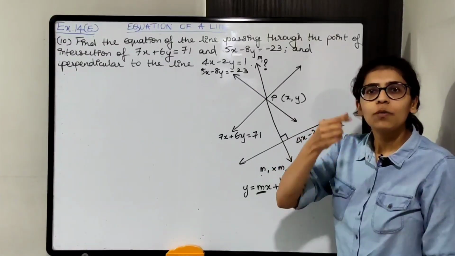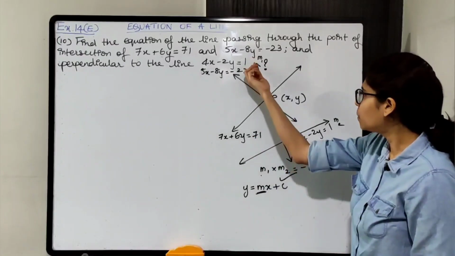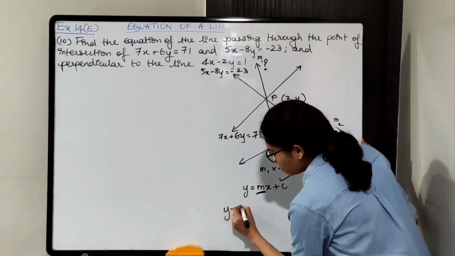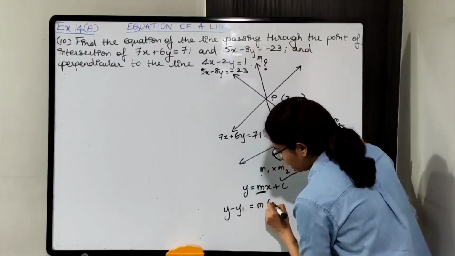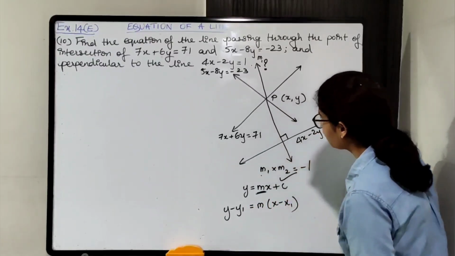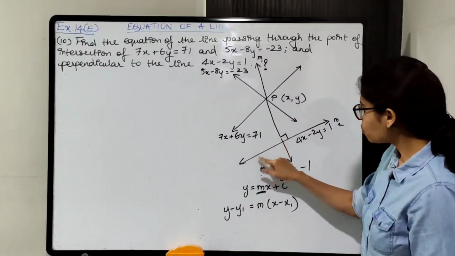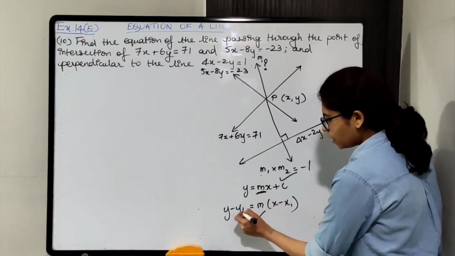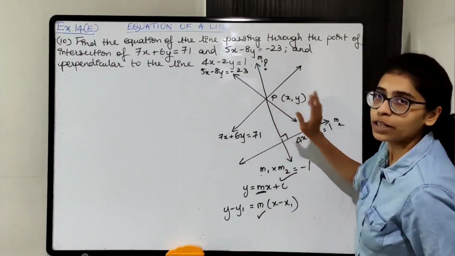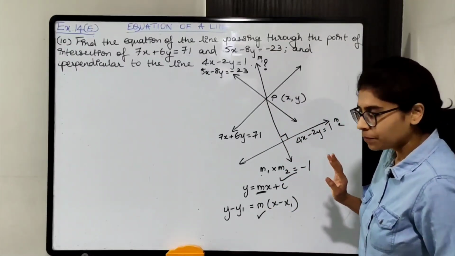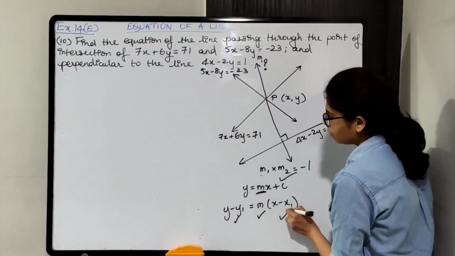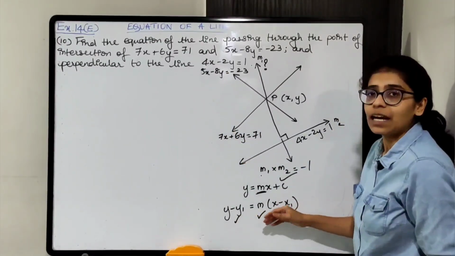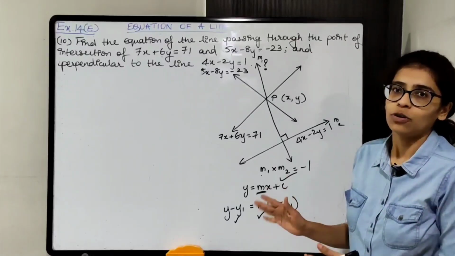Using the point slope form, I'll easily frame the equation of this line. It will be y minus y1 equals m into x minus x1. The slope I will get from the slope of the perpendicular line. So the slope I'll easily get. x1, y1 will be the coordinates of point P. So this also I'll get by solving the two linear equations. Once I get that, framing the equation will become very easy.